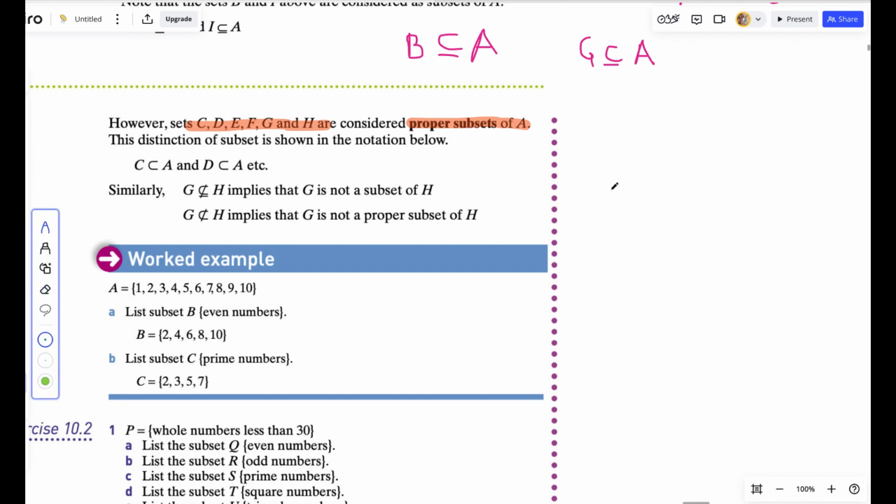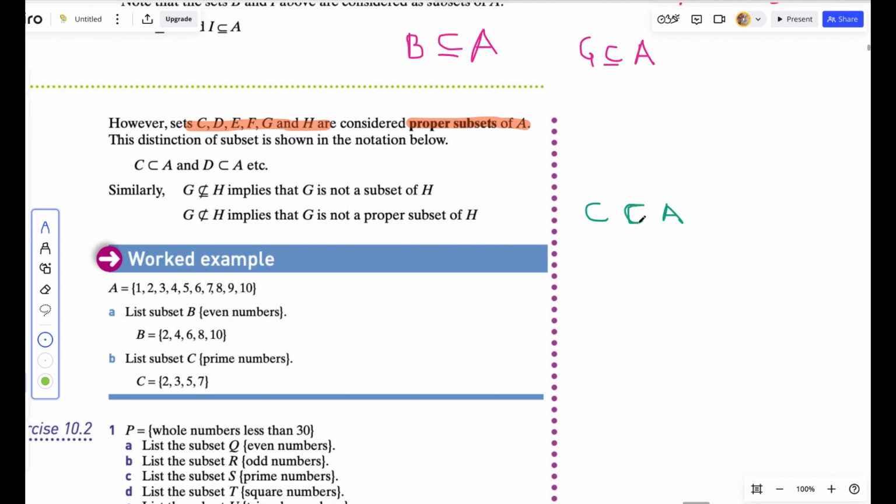Okay, we say set C is a proper subset of A. This is how you write it. The proper subset symbol looks like a C itself, but you don't put anything below it. If you put something below, it means it's a subset. But when you don't put anything below it, it's called a proper subset.